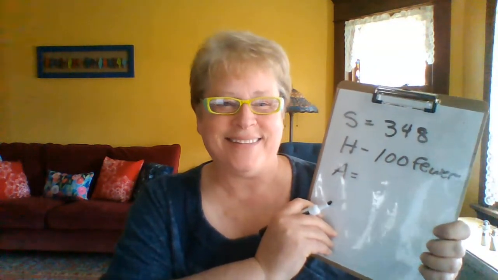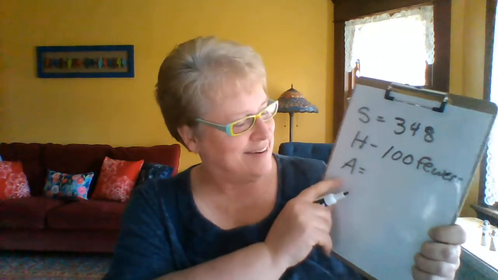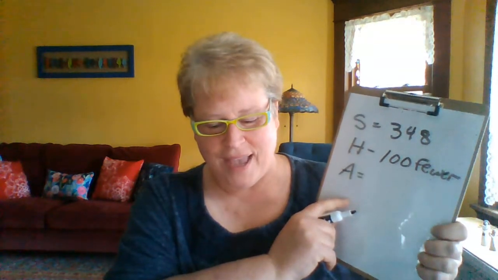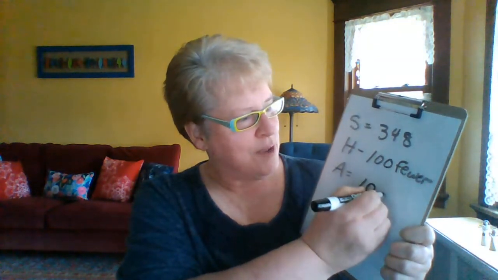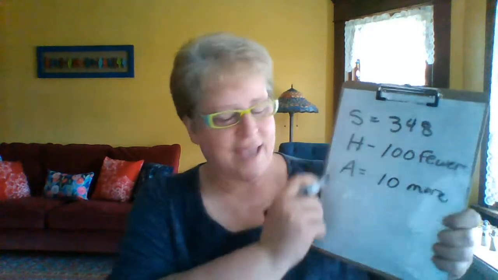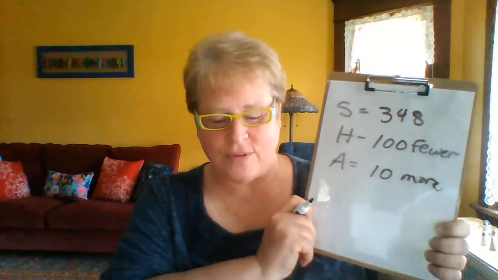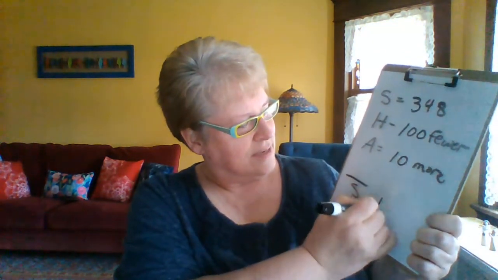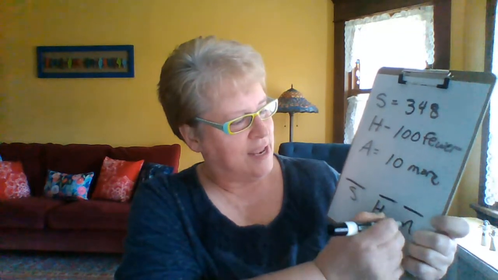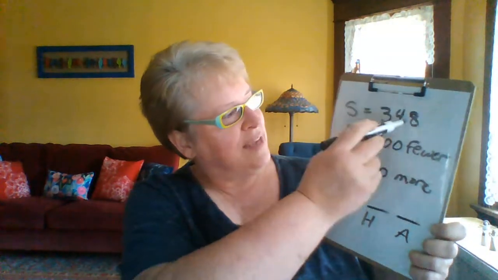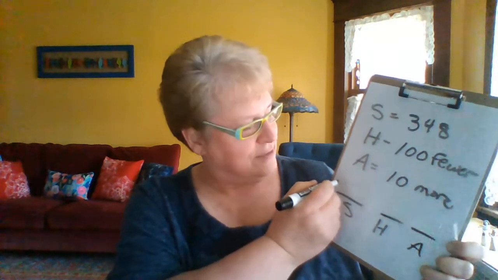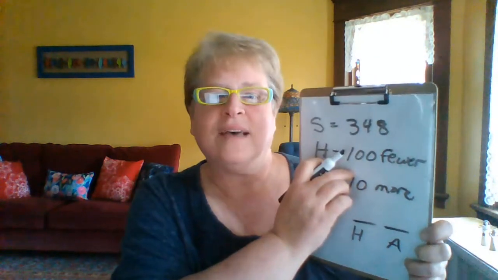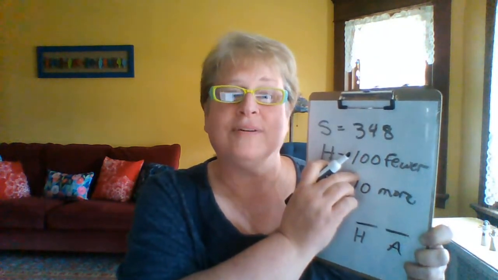Aristotle, Allison, Alistar. So these are different names. I'm just representing them by the letter. But Ari has 10 marbles more than S. So we've got to figure out how many marbles each child has. So S, H, and A. If S has 348 marbles, we already have that answer, don't we? S has 348. But H has 100 fewer or 100 less.